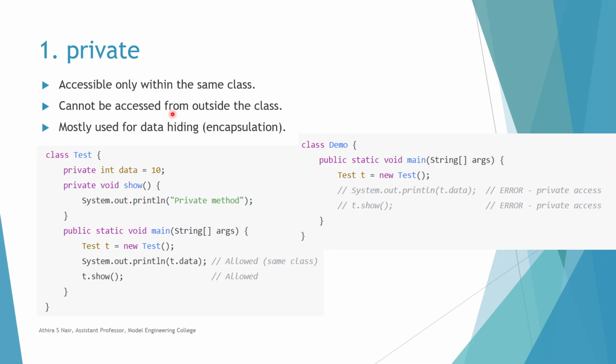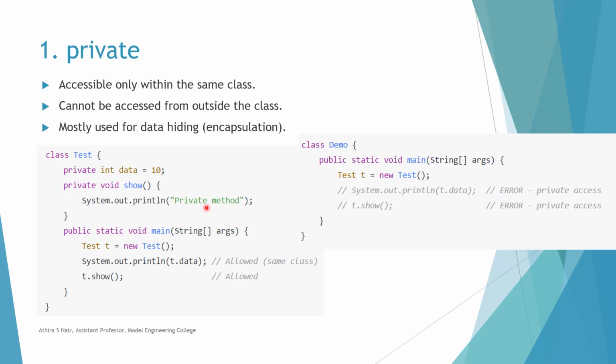So first is private. Private means we can access only inside the same class. It cannot be accessed from outside the class, and private is mostly used in encapsulation for data hiding. So here we have a class Test. Here we are creating an instance variable data equal to 10 as private. So it can be accessible only within the same class.